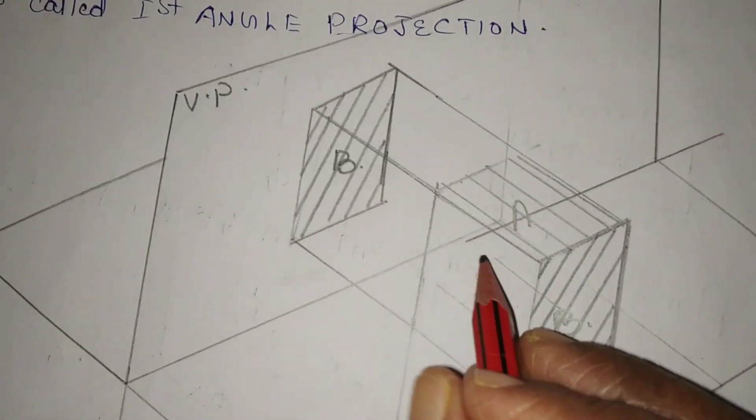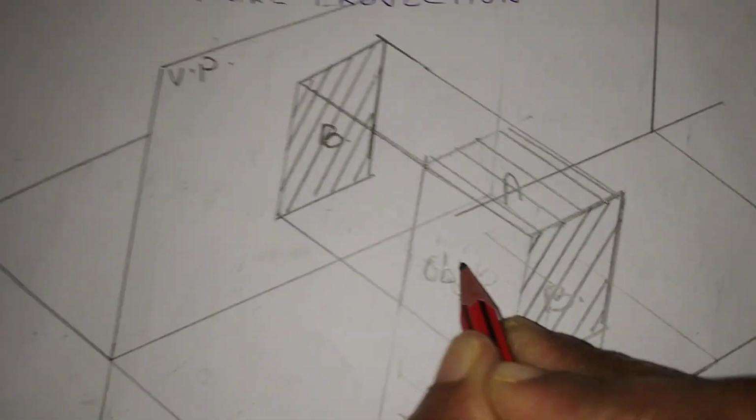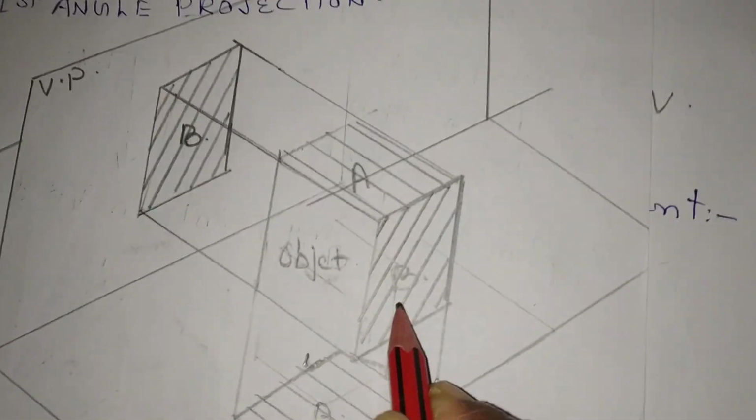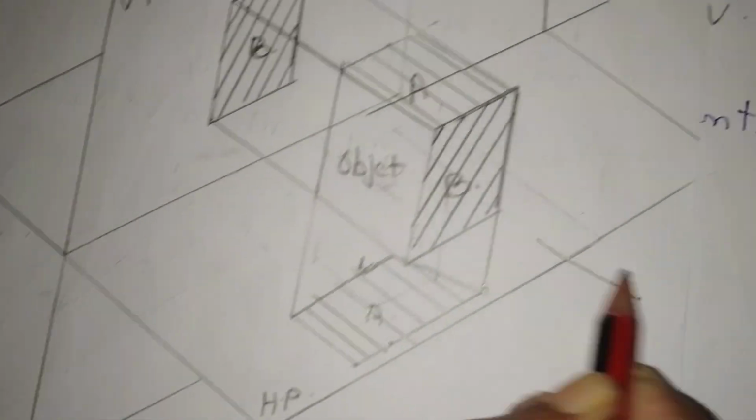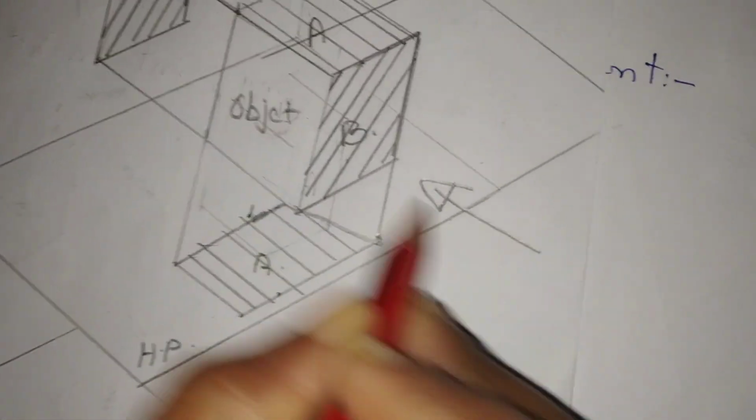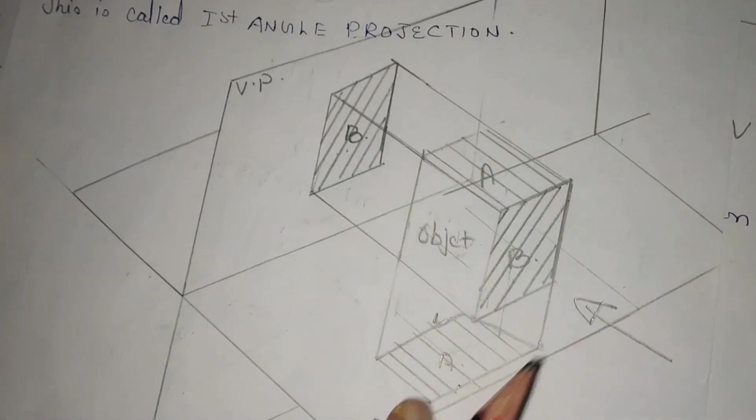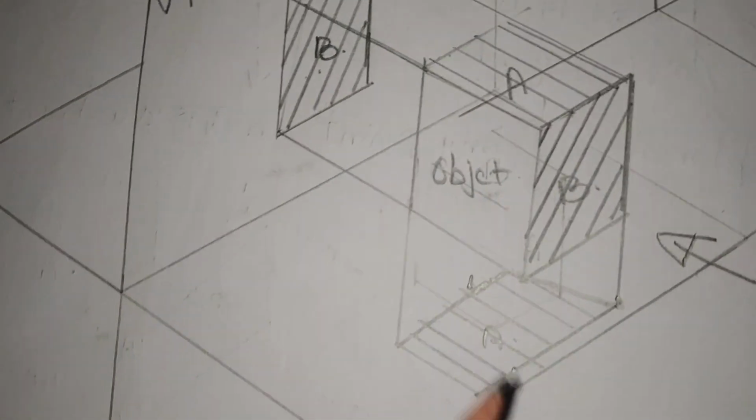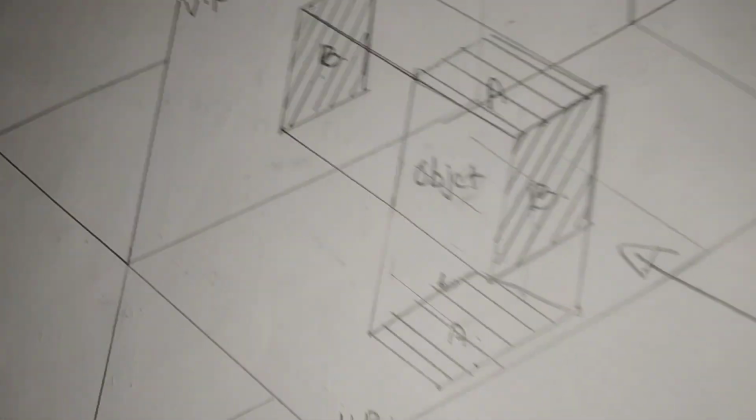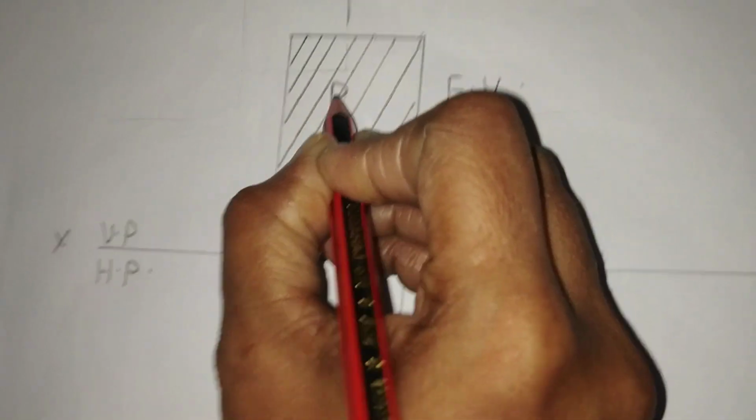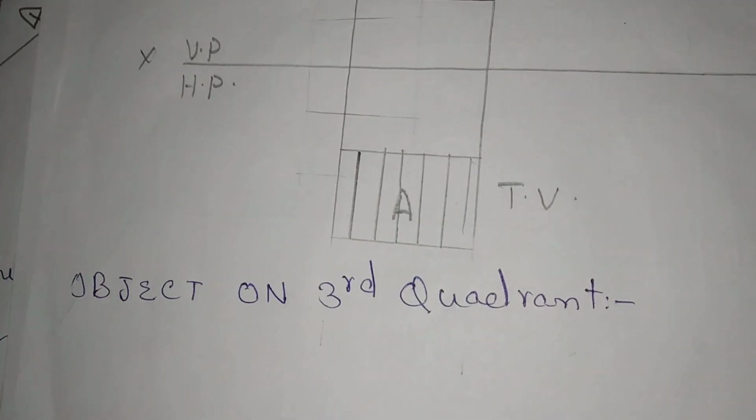Similarly, for explanation, I have shown here an object. This is my object. The top view I have denoted as A, and B I have shown here. When any observer is looking from here, the front view will be seen here. So see, B is the front view, and the top view will be seen in your HP plane. Is it clear? Similarly, on clockwise rotation, this is my B and this is my A. So this is first angle.